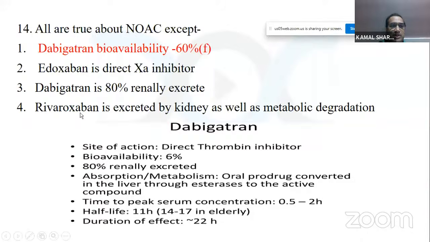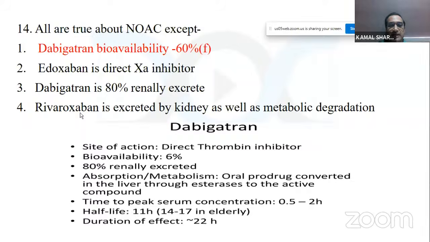Let's move to the next question, which was again on NOAC. Continuing with the NOAC, the question was about dabigatran. Again, most of you got it right wonderfully well, because they had just put a 0 behind the 6% bioavailability of dabigatran to make it 60. So 60 was wrong. Dabigatran's bioavailability is poor, 6%. And edoxaban, of course, dabigatran is renally excreted, rivaroxaban is excreted by both.